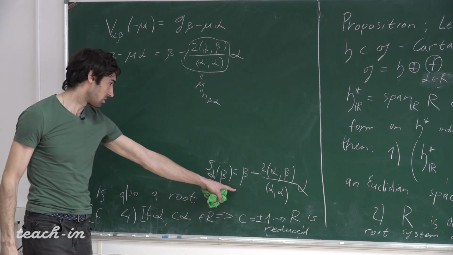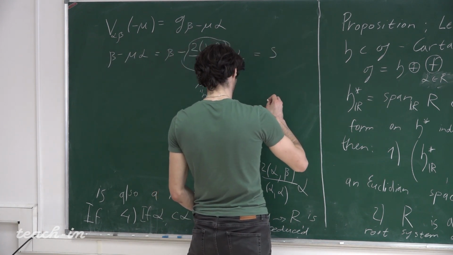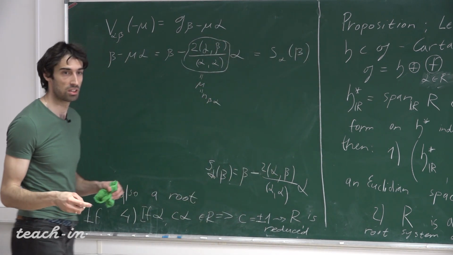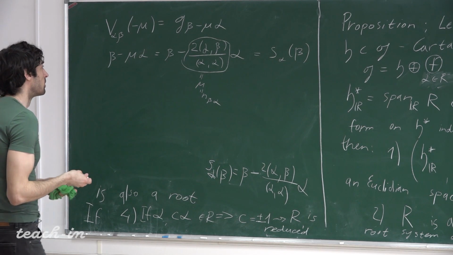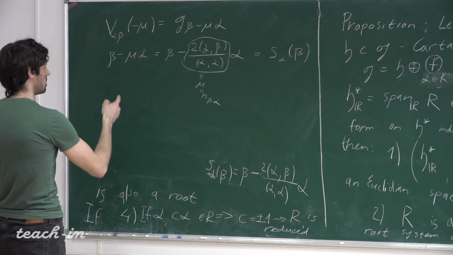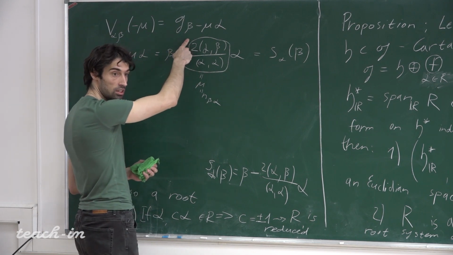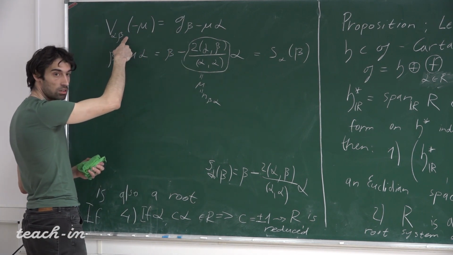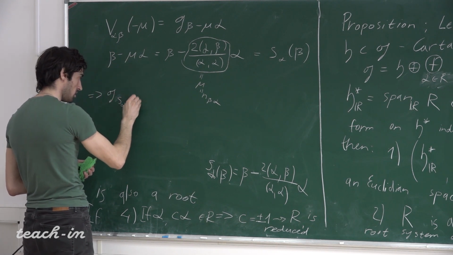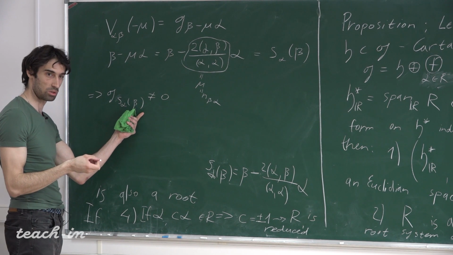But you can compare now. This is exactly S alpha beta, just by the definition of this reflection. Therefore, we have that V alpha beta of negative mu is exactly GS alpha beta. But we know that this is not 0. Therefore, GS alpha beta is not 0. Then by definition of roots, this is also a root.